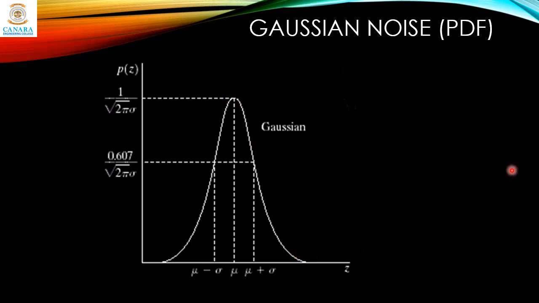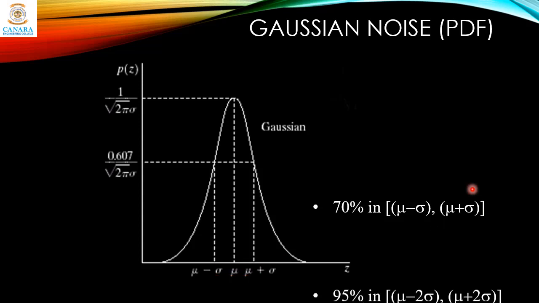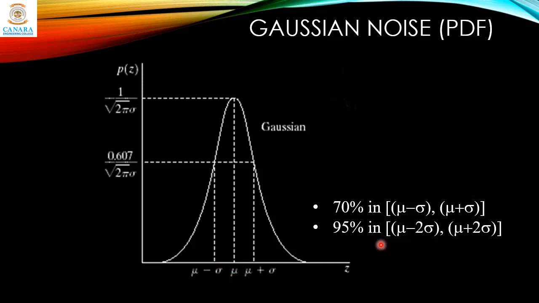One more characteristic here is that 70% of the occurrence will happen between these two points, mu minus sigma to mu plus sigma. And between mu minus 2 sigma and mu plus 2 sigma you can see 95% of the occurrence.